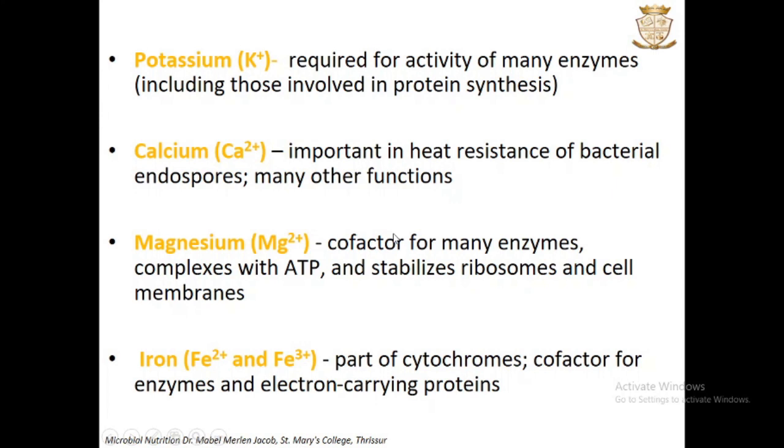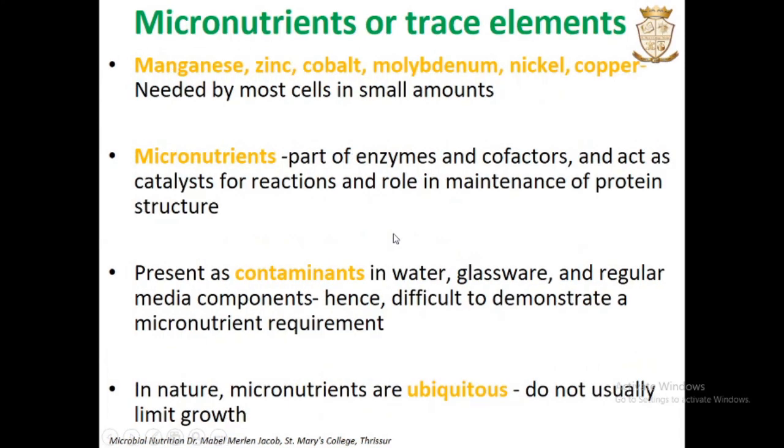Calcium Ca2+ is important in heat resistance of bacterial endospores and has many other functions related to enzyme activities. Magnesium Mg2+ is a cofactor of many enzymes, complexes with ATP, and stabilizes ribosomes and cell membranes. Iron as Fe2+ and Fe3+ form a part of cytochromes and is a cofactor for enzymes and electron carrying proteins. So those were the macronutrients.